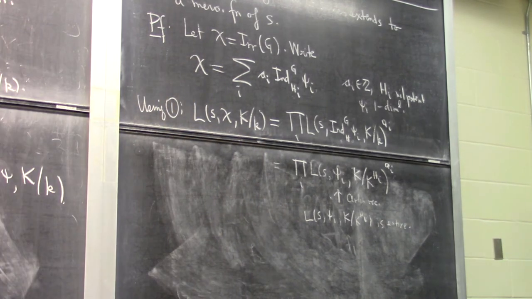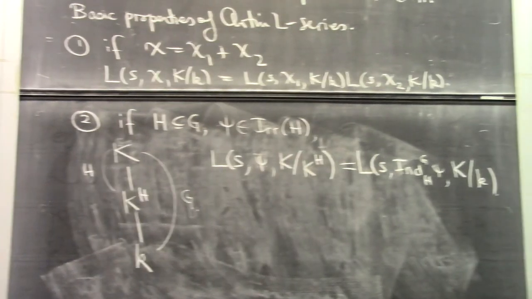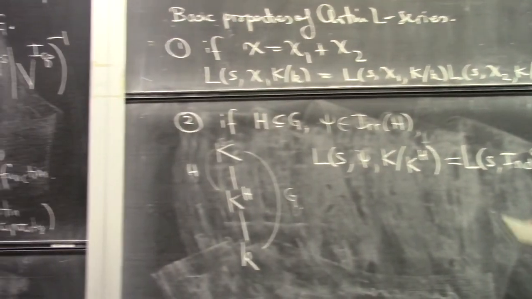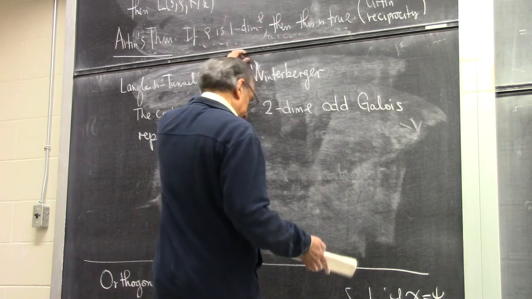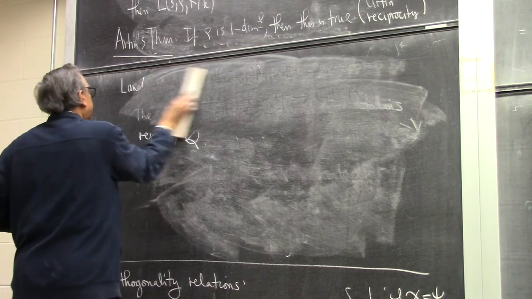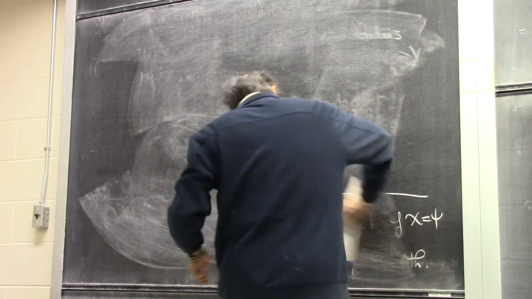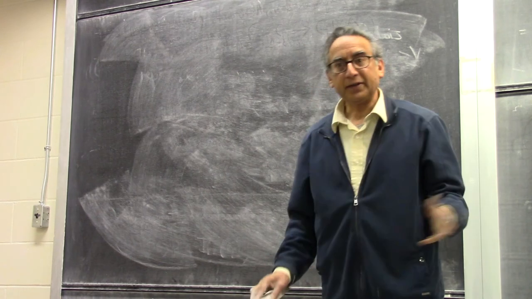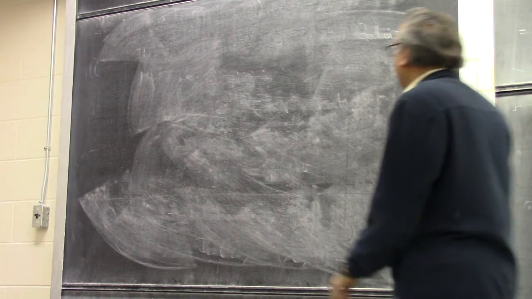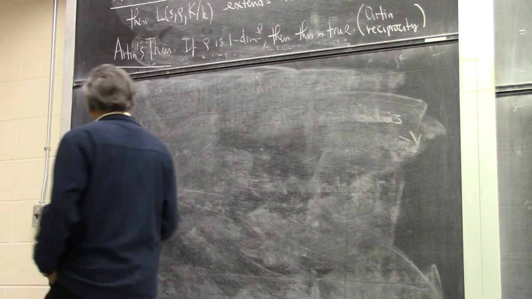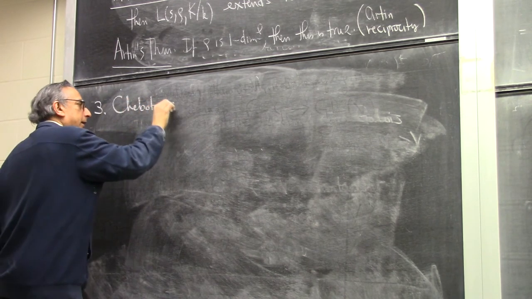Okay. In the 15 minutes remaining, let me just try to show you how to prove the Chebotarev density theorem. So this is part two of the Artin series. Part three will be the Chebotarev. And part four, maybe I'll talk a little bit about the future of class field theory, very briefly, I suppose. All right. So three, Chebotarev density.